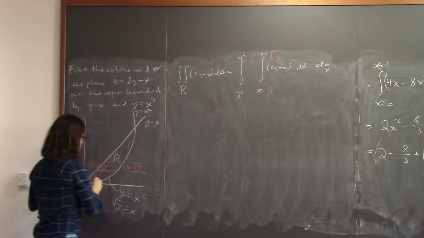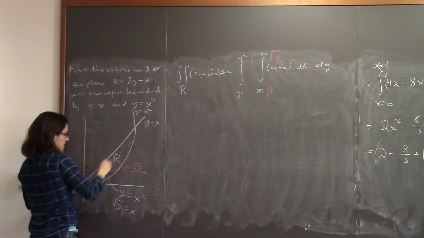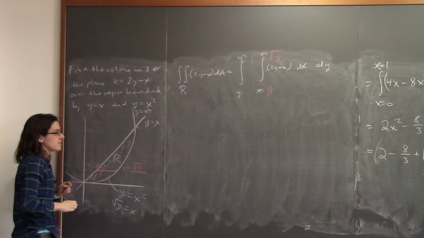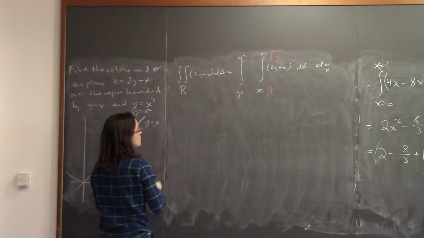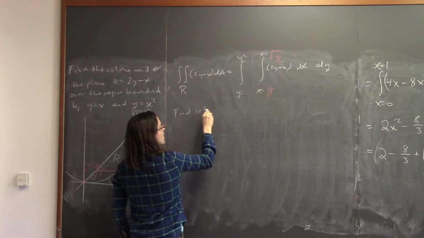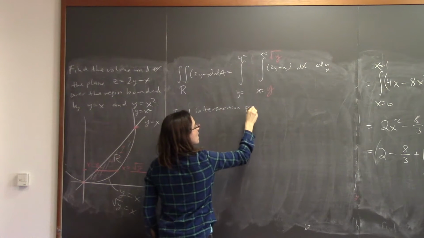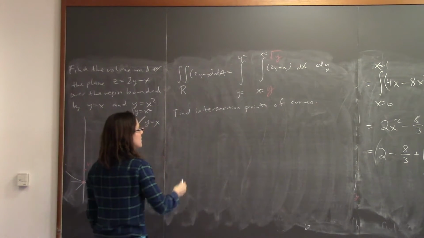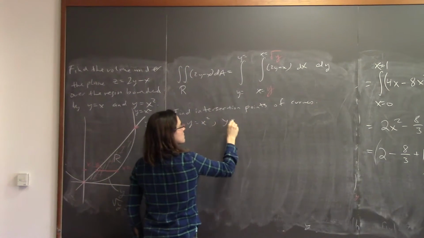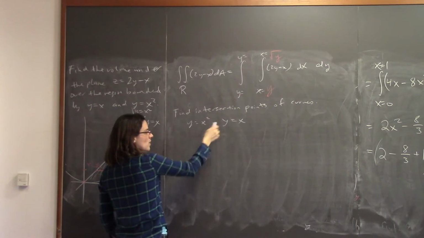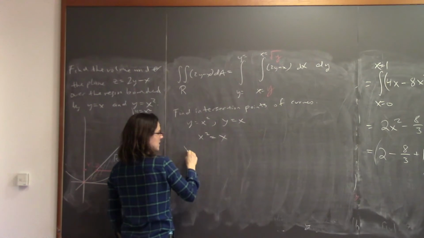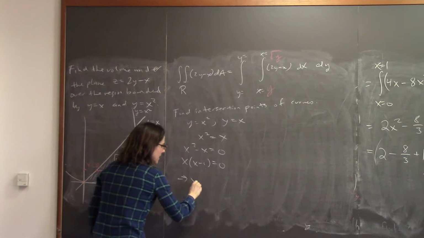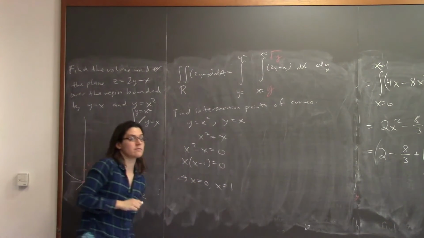And now we want all these slices from here to here. So you have to figure out these intersection points of the curves. So we have to find the intersection points of the two curves. Well, one of them is a line, but a line is a kind of curve. So we have y equals x squared and y equals x. So x squared equals x because the y's are equal. So x squared minus x equals 0, x times x minus 1 equals 0. So x equals 0 or x equals 1.